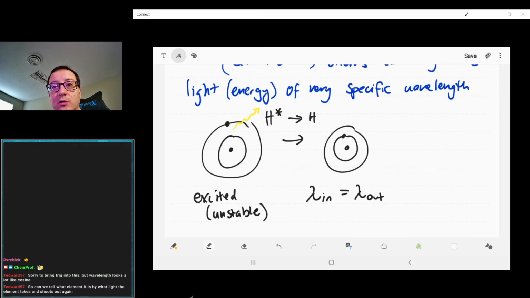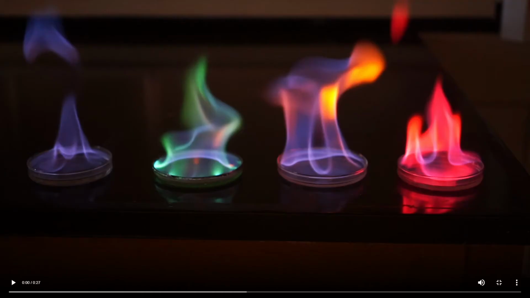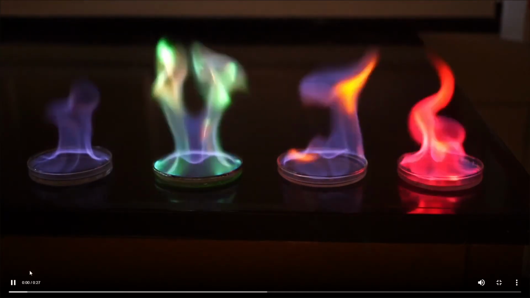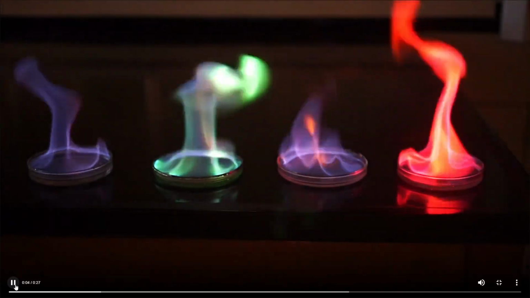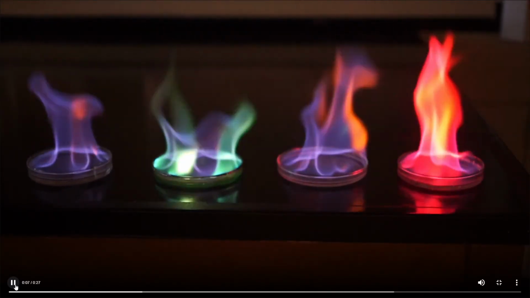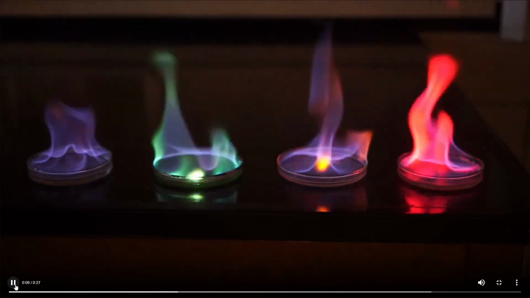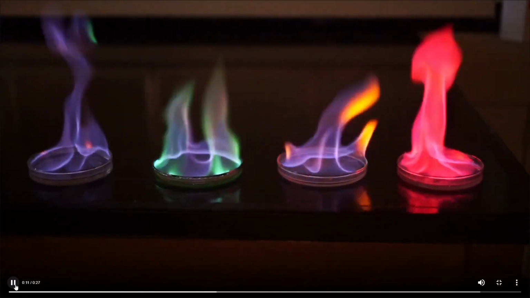Let me show this. So, in this video, there are different samples of different elements that are lit on fire. That fire is giving these atoms energy. And we can see that they're burning different colors.